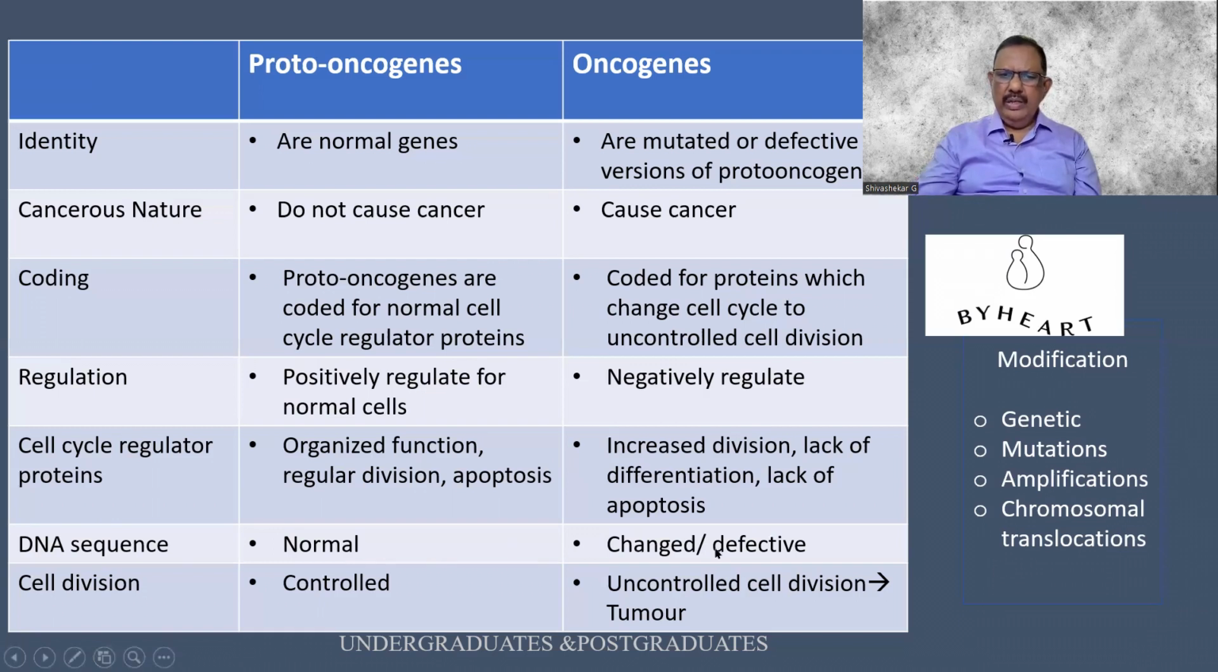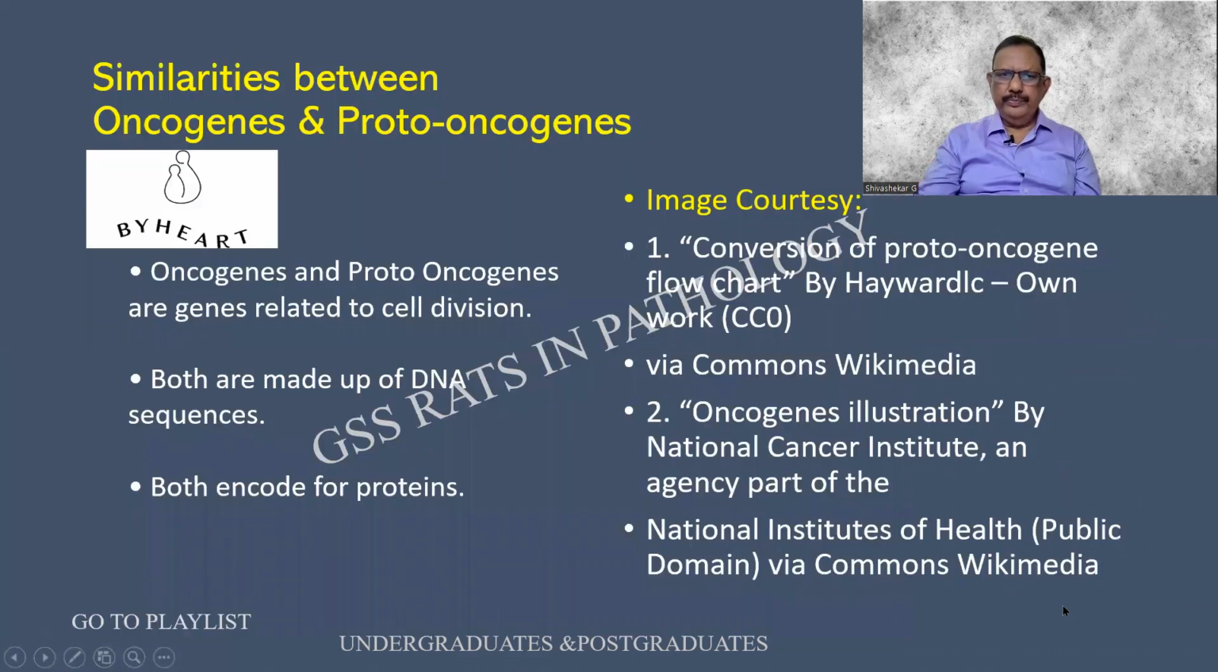DNA sequence is normal, whereas it is changed or defective. Cell division is controlled, whereas it is uncontrolled. This particular one, I think, the students can memorize. The modifications here can be genetic mutation, gene amplification, or chromosomal translocations. Now, what are the similarities? You find that oncogenes and proto-oncogenes are genes related to cell division. Both are made up of DNA sequences and both encode for proteins.